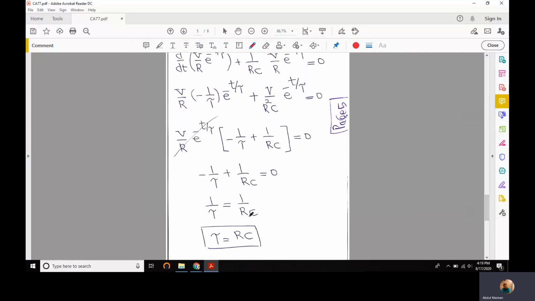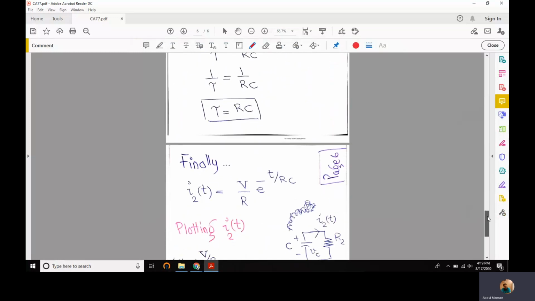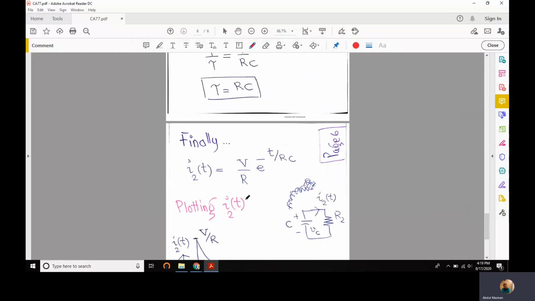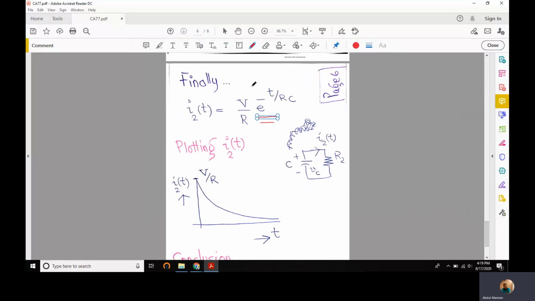1 over tau is 1 over RC. This means tau is RC. So we have computed the final unknown, tau, and I2 of t is then V over R e to the minus t over RC. It can be seen that it is a decreasing exponential, having maximum value V over R, and it decreases with time.